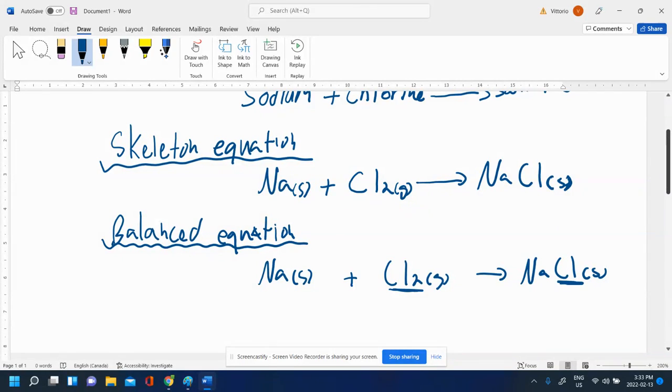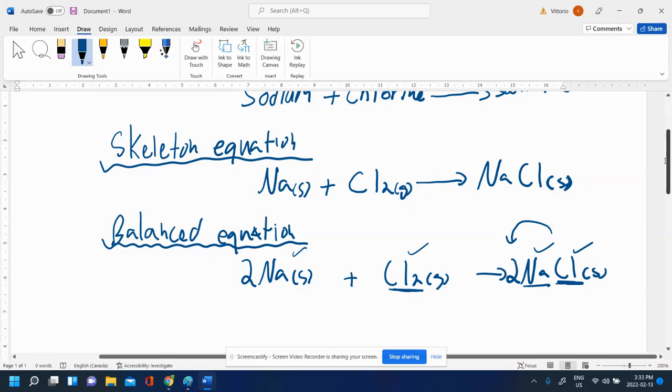To balance the equation, we play with the coefficients. The coefficients are the numbers that you can put in the front. I can put a 2 over here, and that will mean I have two sodiums and two chlorines now. And I can put a 2 here. So now I have two sodiums here, two chlorines here, two chlorines here. And that's a balanced equation.